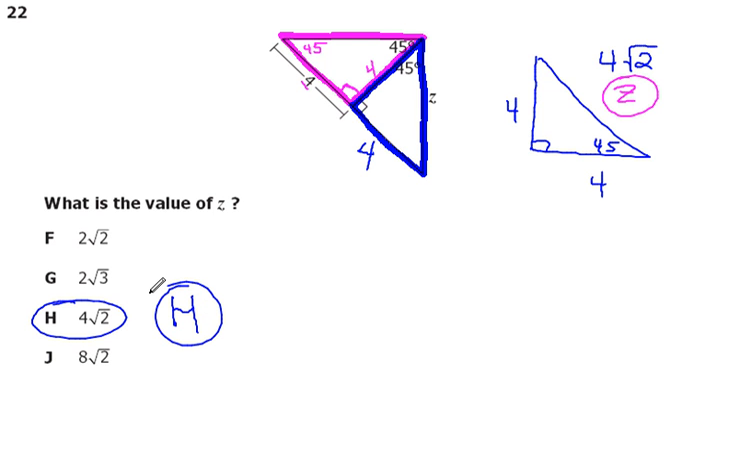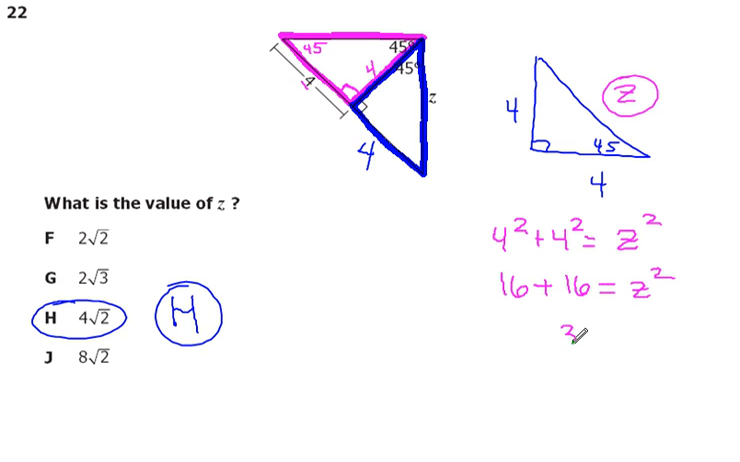Now, another technique that you could use for this very same problem would be, instead of remembering that piece of it, you could also find that side by using the Pythagorean theorem. And if you were to use the Pythagorean theorem, you'd have 4 squared plus 4 squared equals z squared. So that would be 16 plus 16 equals z squared. So then 32 is z squared.